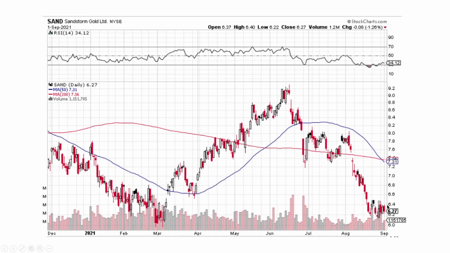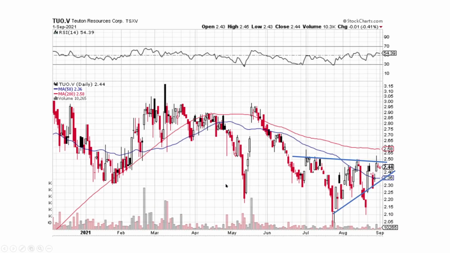Sandstorm Gold, it's still fighting down here. It's a royalty company. A lot of momentum coming down. Let's see if it holds. And then my last one is Teuton Resources. This is another royalty company, a very small royalty company. Has a lot of volatility and can move a lot if we get it right. It can also move a lot in the wrong direction.